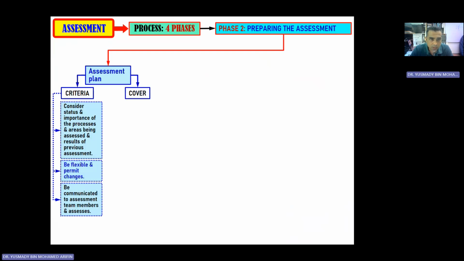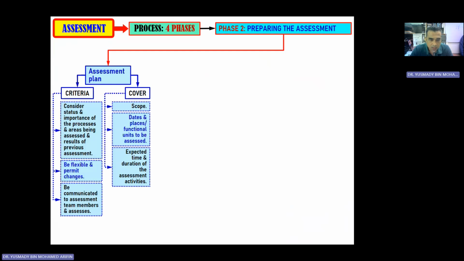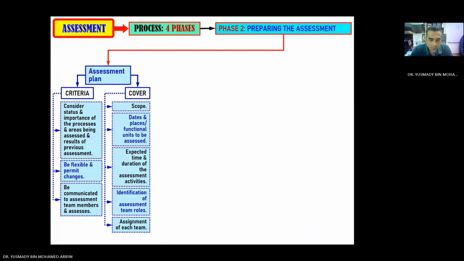In terms of the assessment plan, it needs to cover the scope, dates and place of functional units to be assessed, expected time and also duration of the assessment activities. It needs to cover the identification of the assessment team roles, and the assignment of each team.